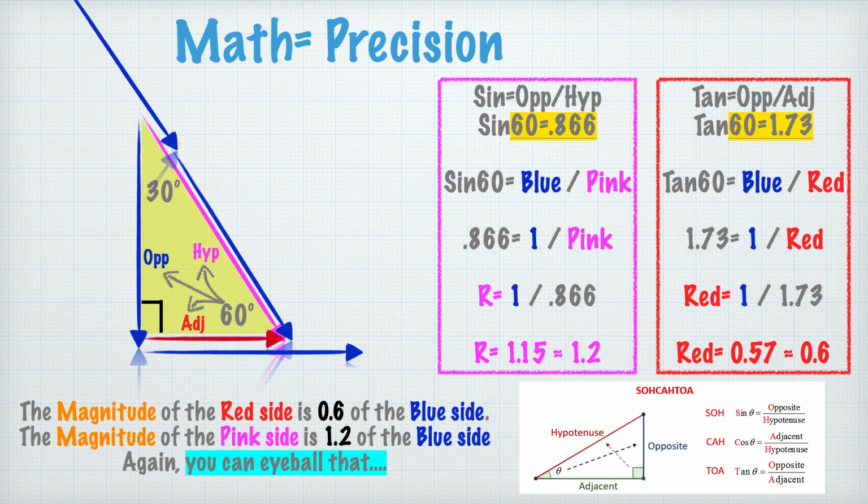Well, if you run the math on the pink side of the triangle, the long side of the triangle, which is called the hypotenuse, the precise number is 1.15. Well, that rounded to the nearest tenth is 1.2, which is what we guesstimated. And if we look at our red side of our triangle, we run the math on that, we come out with 0.57. Again, around that to 0.6. So our estimations, just by eyeballing it, were very, very close to the mathematical precision technique.